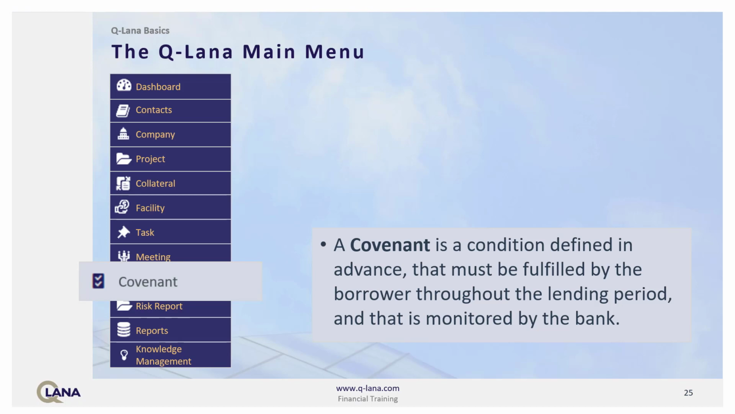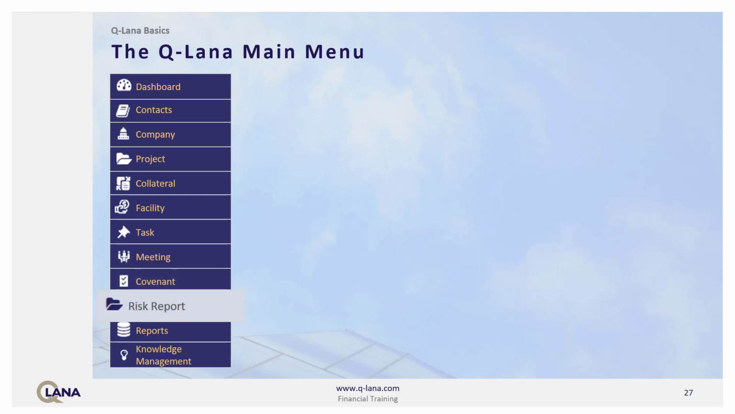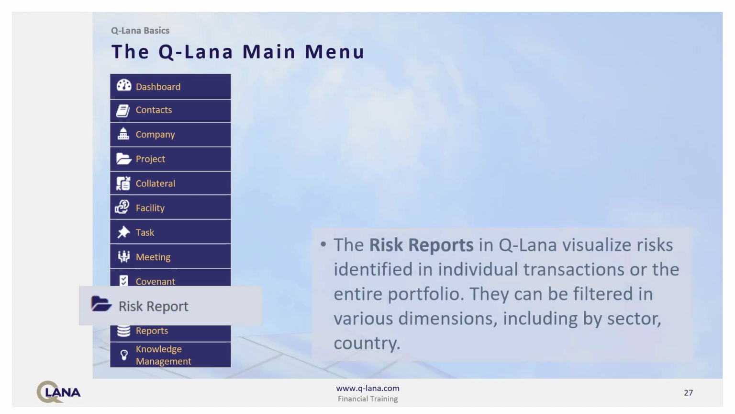In the risk reporting, QLana visualizes the risks identified in the transaction or the entire portfolio. Data can be analyzed in various dimensions, including, for example, by sector or by country.